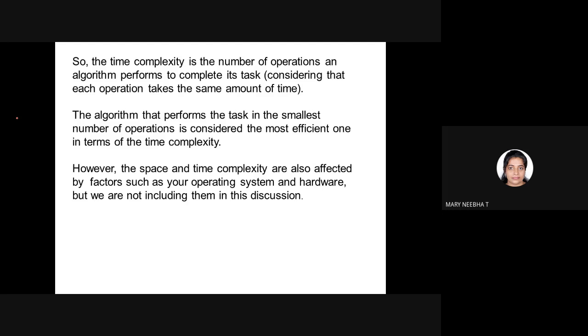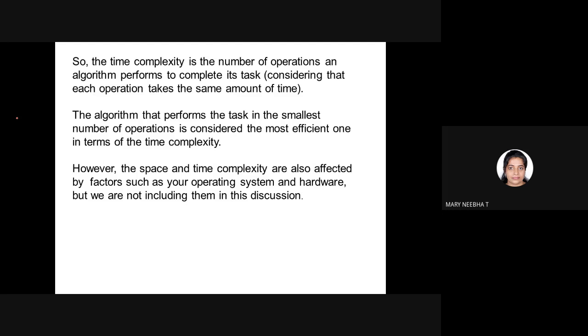Which is the efficient one? The second one. So that is what we have implemented using the formula n into n plus 1 by 2. However, this space and time complexity are also affected by other factors, so we can't tell that. This may be only because of the code lines.